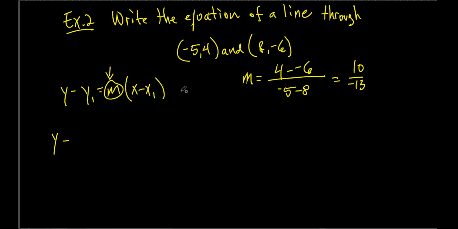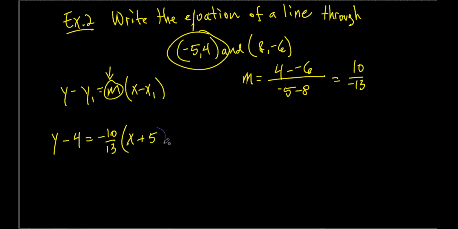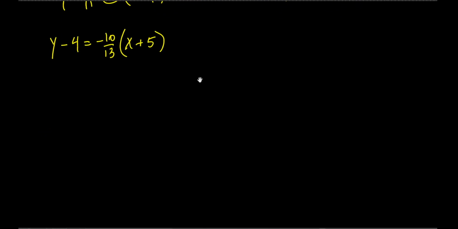So y minus y1. So if we're using this point right here, what's our y1? 4. Equals m. We just found it. That's -10 over 13. And this is going to be x minus what? -5, which is, what's minus a negative? It's the same as +5, isn't it? Okay.